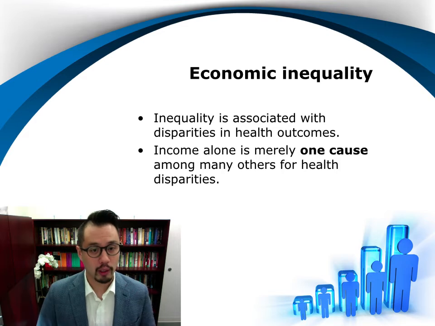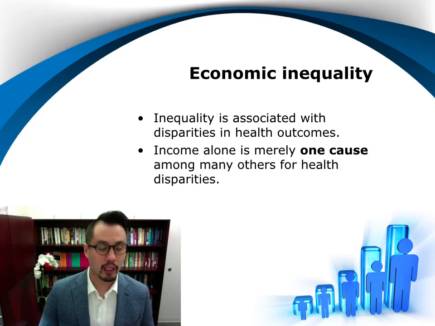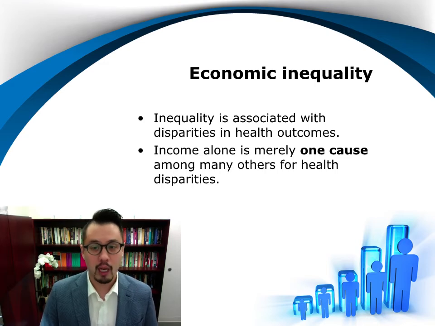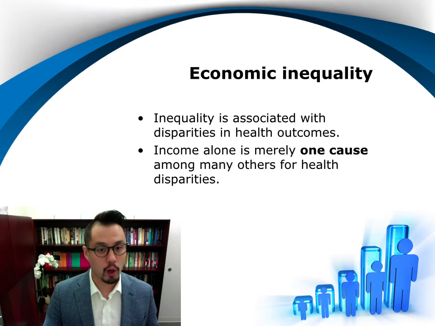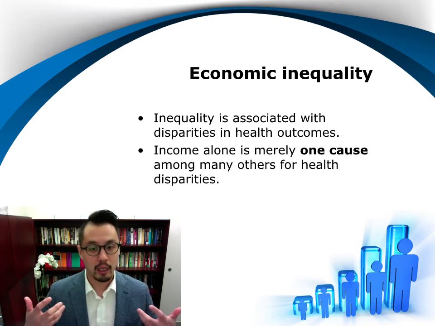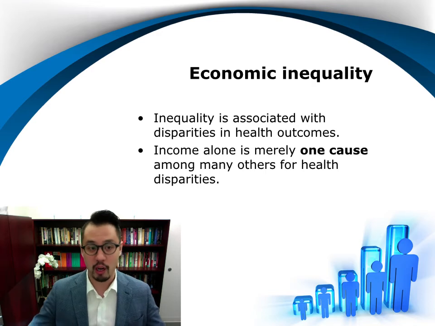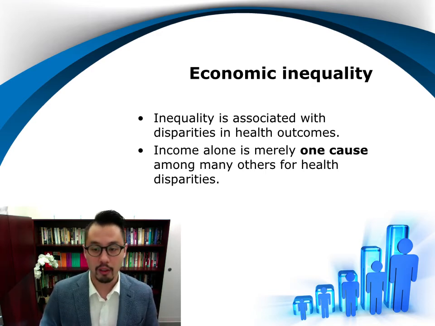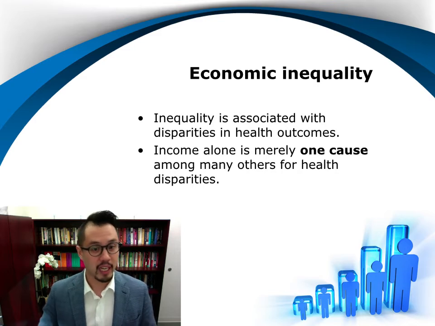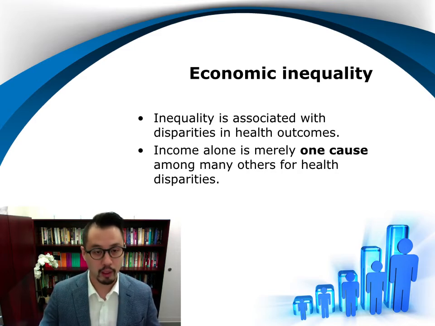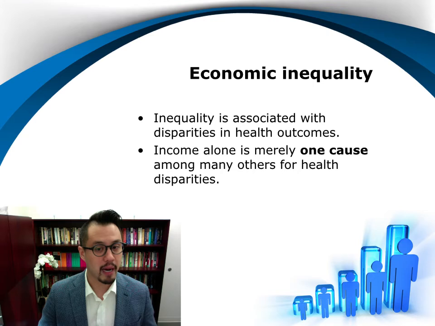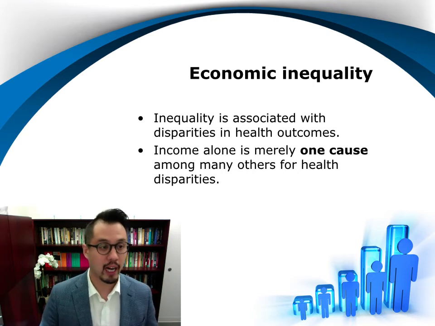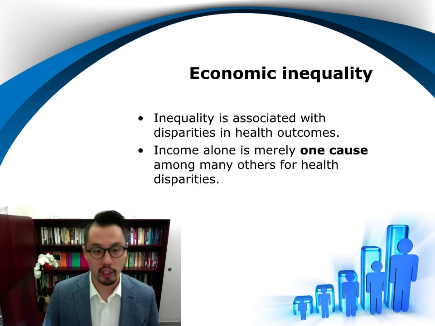Another factor is income inequality. There is some evidence suggesting that income inequality is associated with disparities in health outcomes. However, the issue with this thesis is that income alone is merely one cause among many others for health disparities, as we have seen. So income inequality is not as strong a predictor of health outcomes as socioeconomic status, which takes into account more dimensions of class. This is true especially for people who live in nations that have less economic inequality, such as Sweden, but they still continue to experience health disparities. Still, it is not hard to imagine how income inequality can, in fact, magnify differences in socioeconomic status.